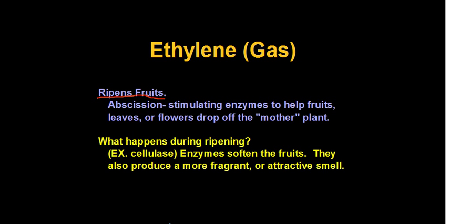What it's doing is stimulating enzymes that tell the fruits or leaves or flowers that they're mature and they're ready to drop off the original plant or the original branch that they're hanging off of. And these enzymes are softening the fruits. And they're also making them more attractive. They smell better, they look more beautiful. And that's just signaling that they are mature.